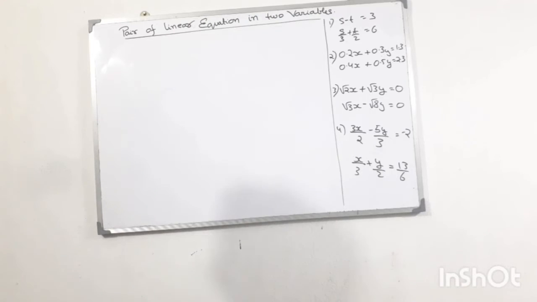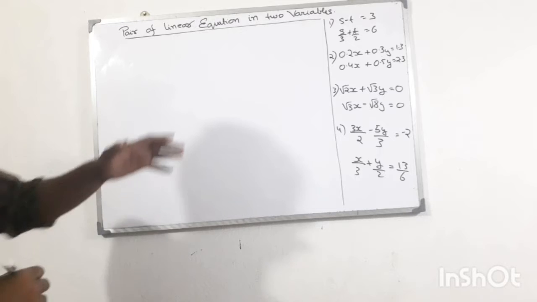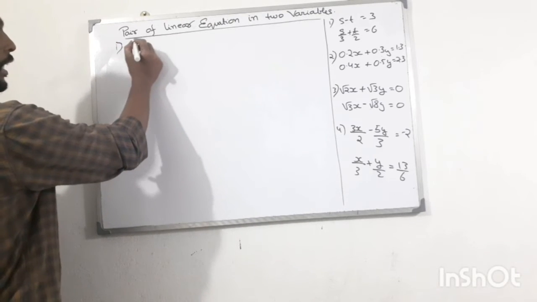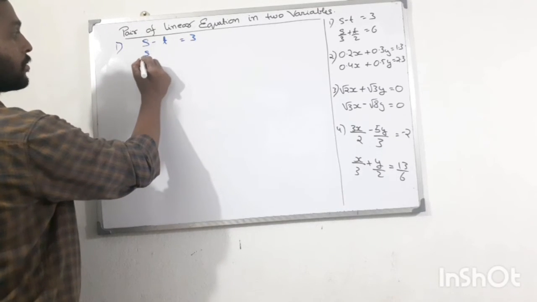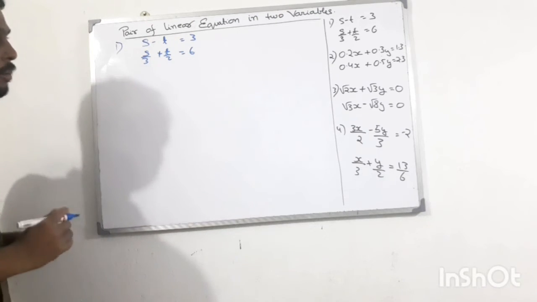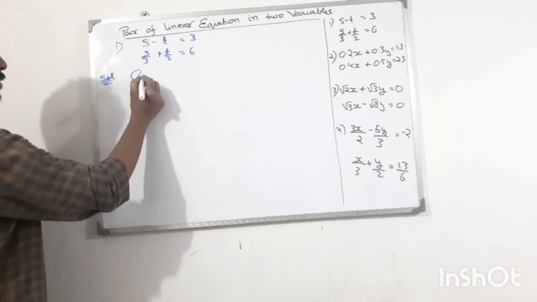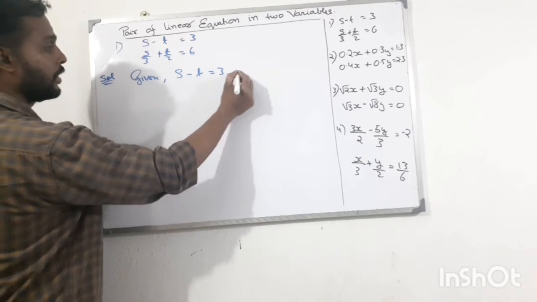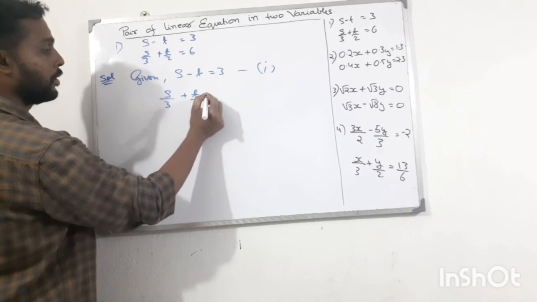So friend, here we have some standard questions of linear equations in two variables, and now we are going to solve these equations with the help of the substitution method. My first question is s minus t is equal to 3 and s by 3 plus t by 2 is equal to 6. So how are we going to solve this? Solution: first we have to write the given part. Given s minus t is equal to 3, this is our equation 1, and s by 3 plus t by 2 is equal to 6.